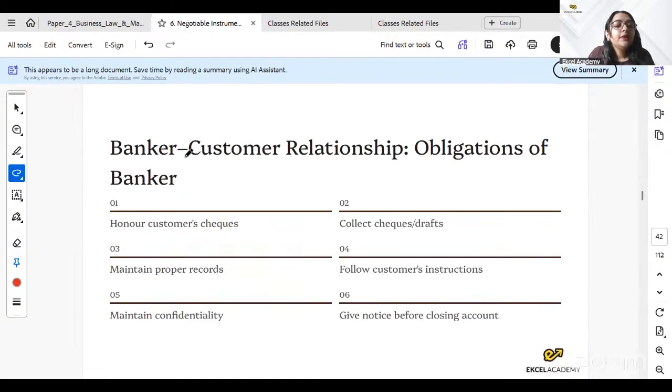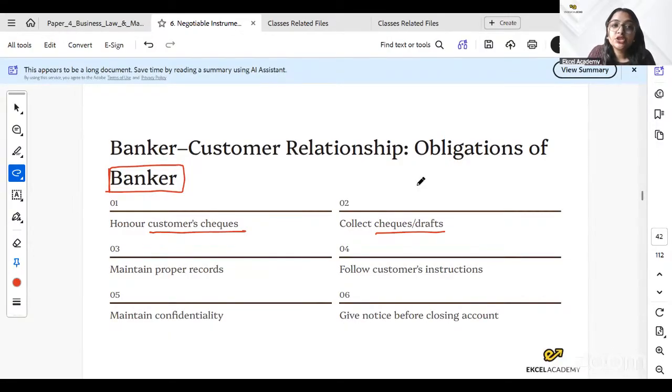Next, let's understand the banker-customer relationship. Obligations of a banker. If you are a banker, what is your responsibility? First, honor the customer's check. For example, I have issued a check to B, saying pay 5,000 rupees. My bank will have to honor that check, deduct 5,000 rupees from my account and transfer it to B's account.